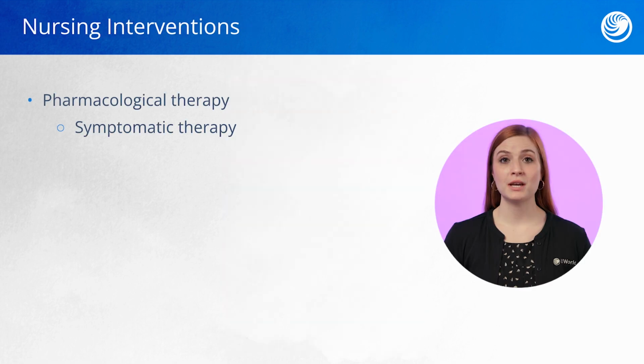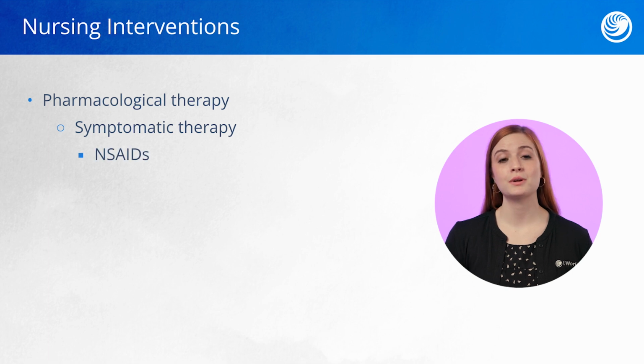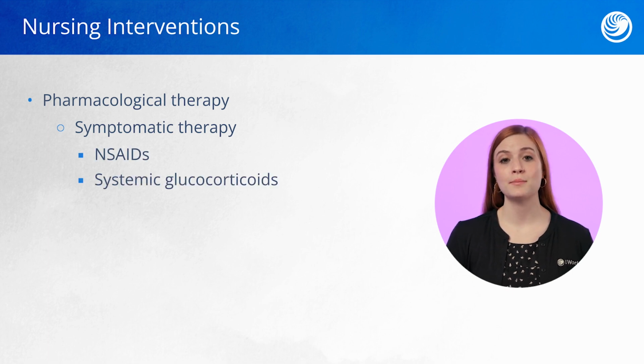Now, you can probably imagine that when you factor in joint deformities as well as nodules and even systemic effects on the body, clients are going to have a lot of symptoms. So for symptoms, we can administer NSAIDs to decrease inflammation, as well as systemic glucocorticoids. Glucocorticoids like prednisone are going to relieve inflammation and symptoms, but because steroids have a lot of side effects, we don't want to use them long term.